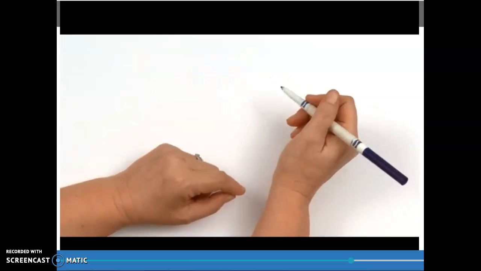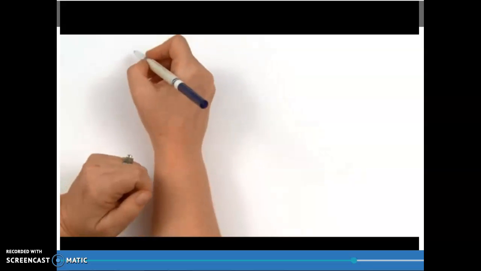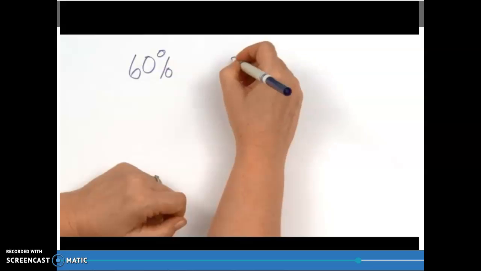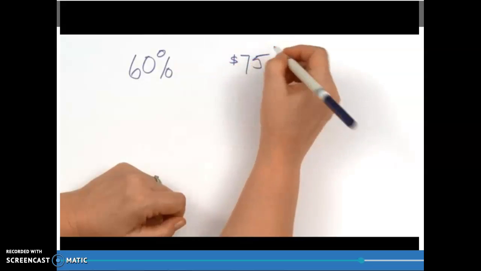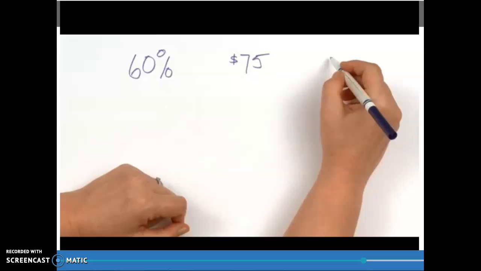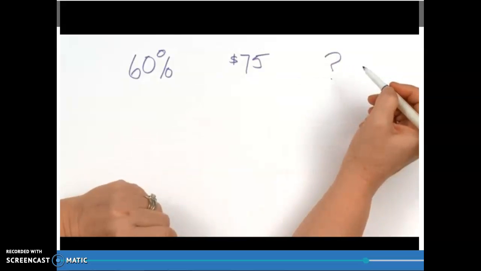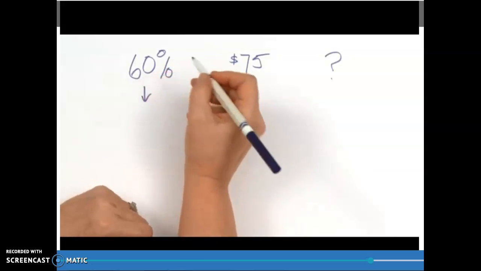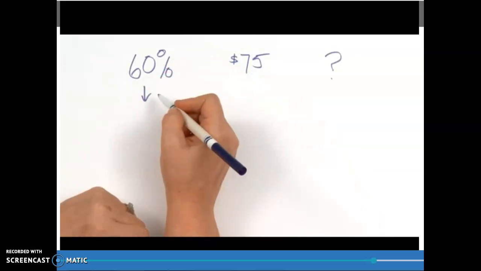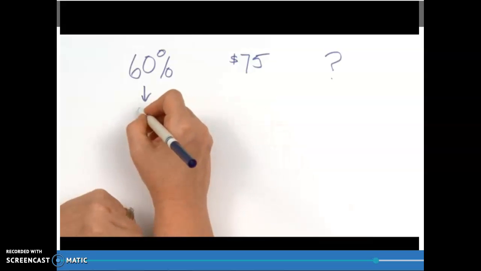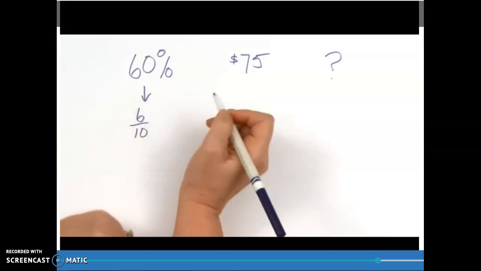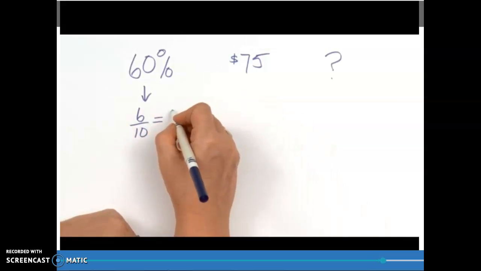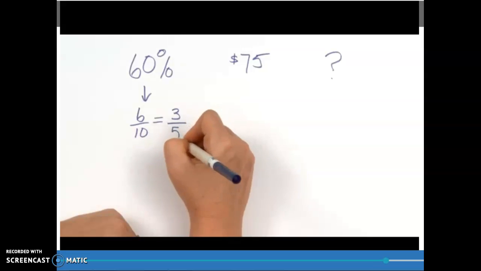Now let's say your friend says she has 60% of the money that she needs to buy a new phone, and she has $75. How much will the phone actually be? Let's take a look at this 60%. We know that if we converted that to tenths, that we would have 6/10. We could also say that 6/10 is the same as 3/5.